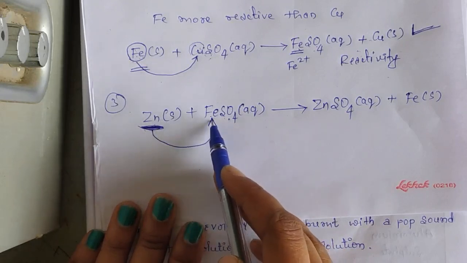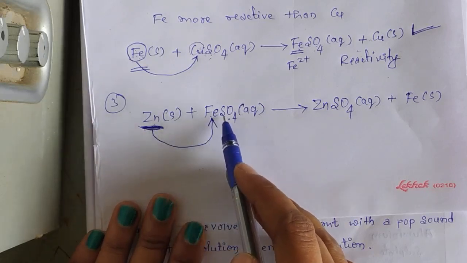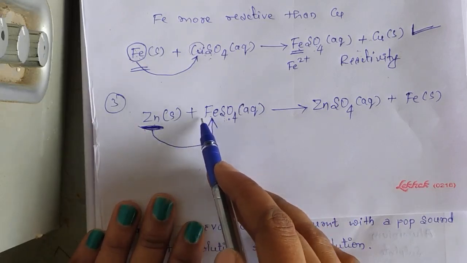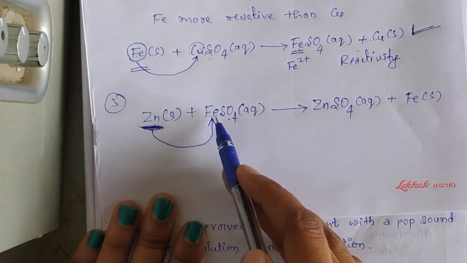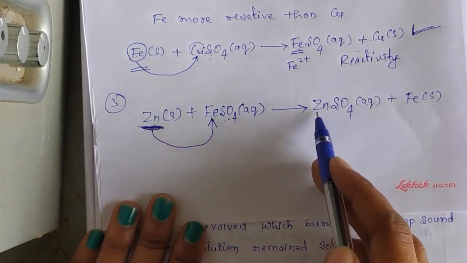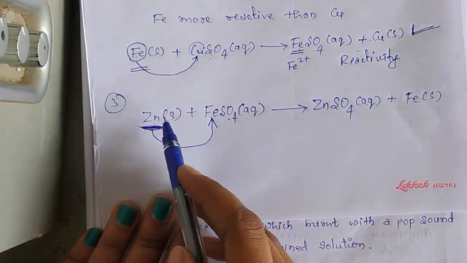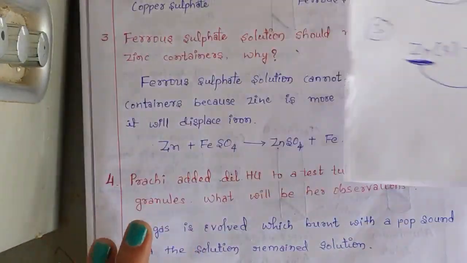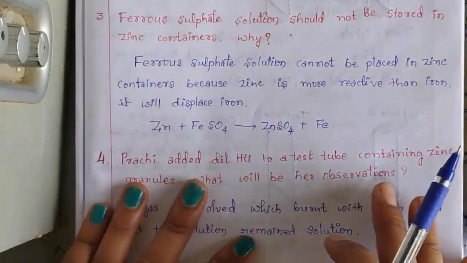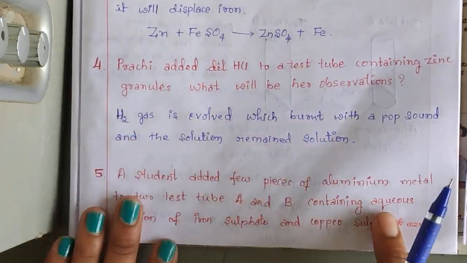We should not store the ferrous sulfate solution in a zinc container, because zinc metal is more reactive than iron. Therefore, the zinc reacts with the ferrous sulfate solution and displaces the iron from it, and it forms zinc sulfate and iron. Because of this reason, we should not store the ferrous sulfate solution in a zinc container. Okay, this question is also based on the reactivity series. We'll see the next one.